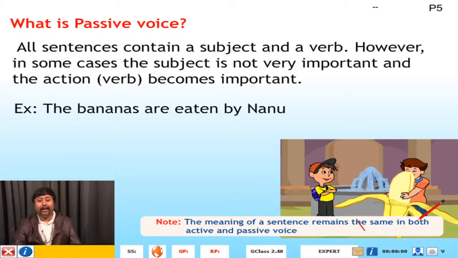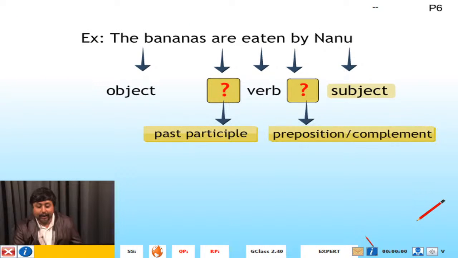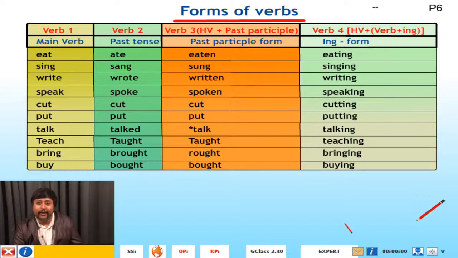Say for example, bananas are eaten by Nanu. So in this case, what happened? Object and verb and subject, right? So what is that? Past participle, preposition segment. So past participle is used.